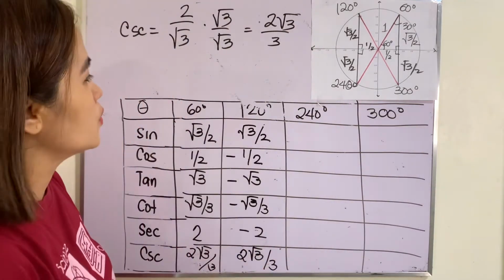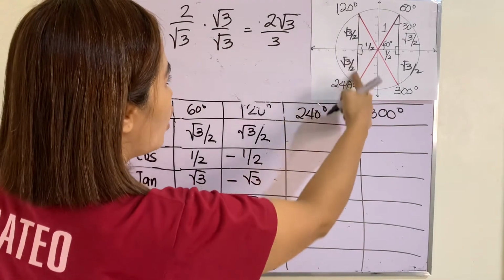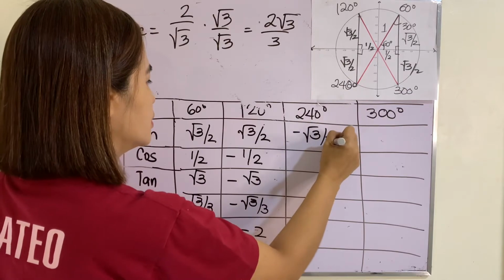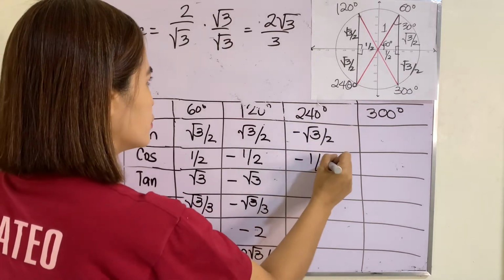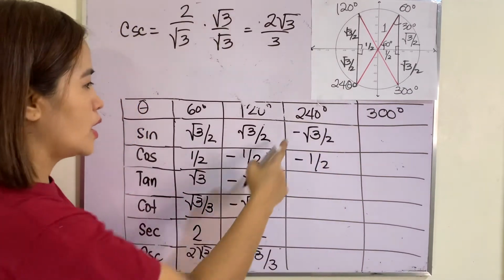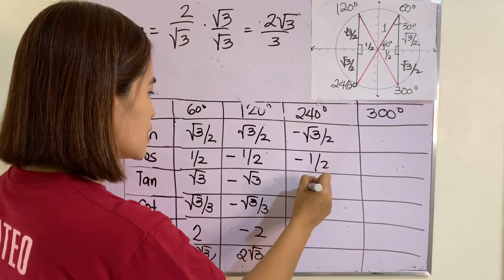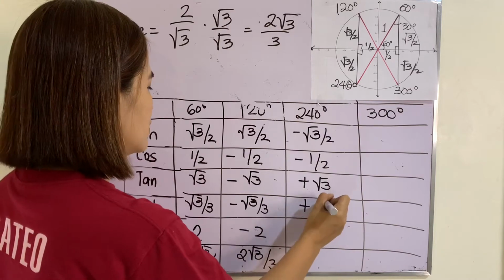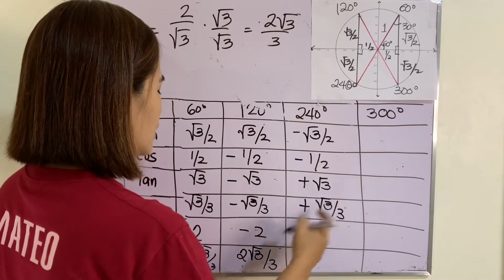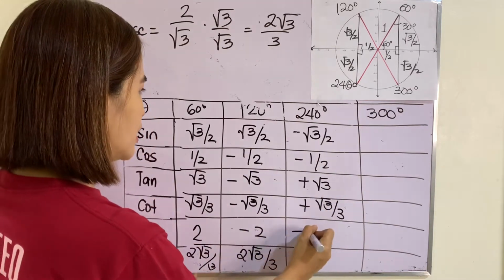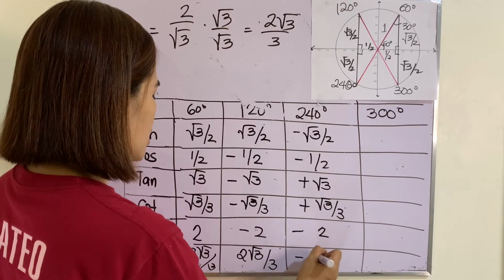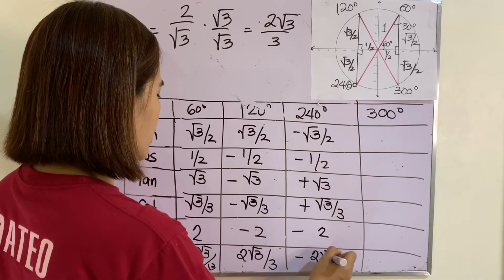At 240 degrees, we have y and x both negative, so negative square root of 3 over 2, negative 1/2. Okay, so negative divided by negative is positive, it's positive square root of 3. It's positive square root of 3 over 3. So they are both negative. This one is negative 2 and negative 2 square root of 3 over 3.